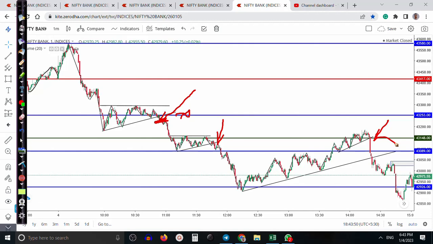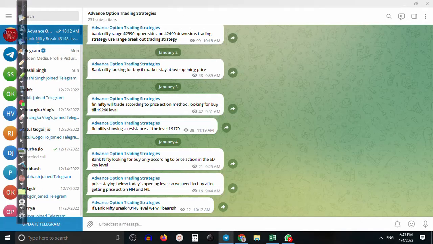So what is the reason behind that? As I said earlier this morning, let me show you. So what exactly did I tell? In the morning around 9:25, I told that Bank Nifty is looking for buy only, according to the price action method in the standard deviation key level. So what exactly happened? Let me show you.